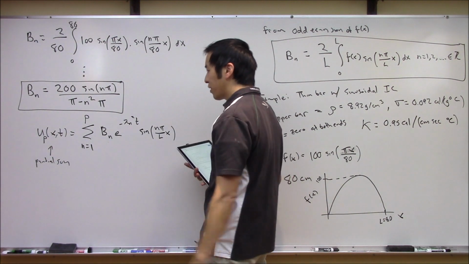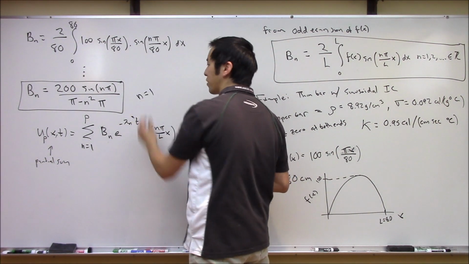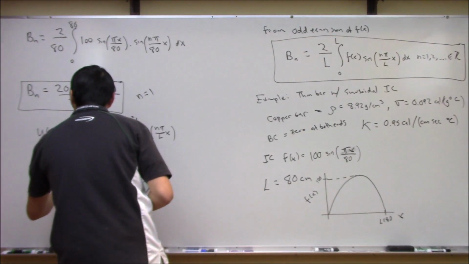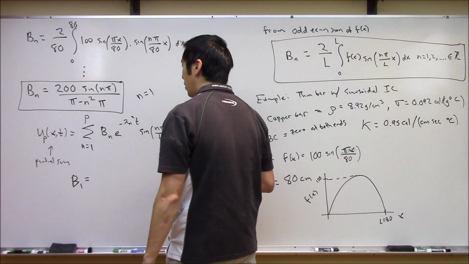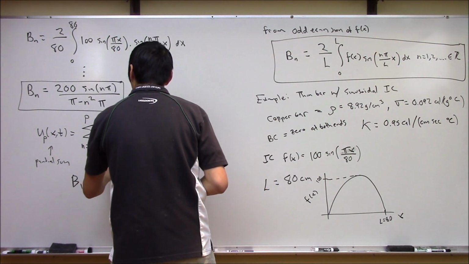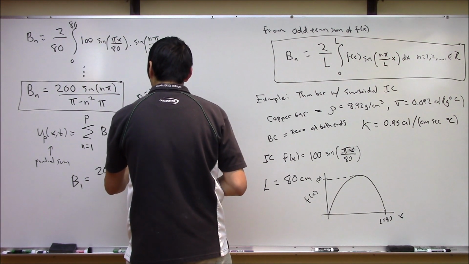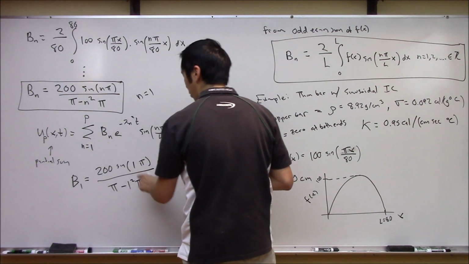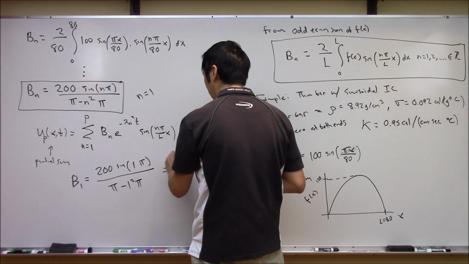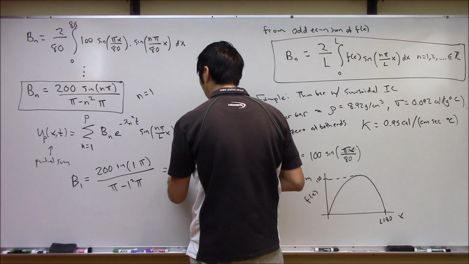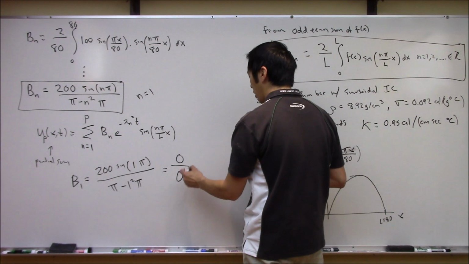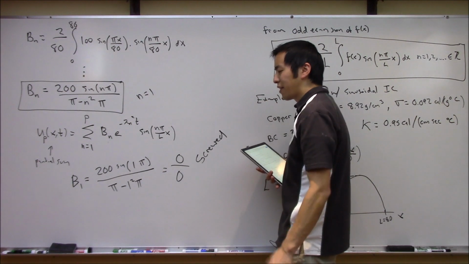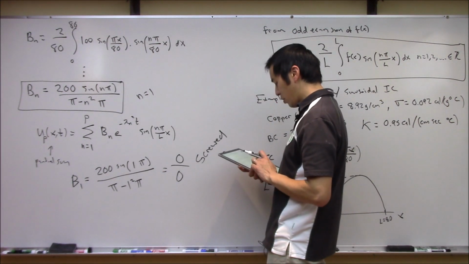Now what's kind of interesting is what happens the very first time you do this for n equals 1. Look at this expression over here. Let's try to compute b1. What is b1? This is 200 times sine of 1 pi all over pi minus 1 squared pi. What's the numerator come out to be? That's a big fat 0 over crud. The bottom is 0 also. So we're a little bit screwed here. This is indeterminate, so you might be scratching your head.